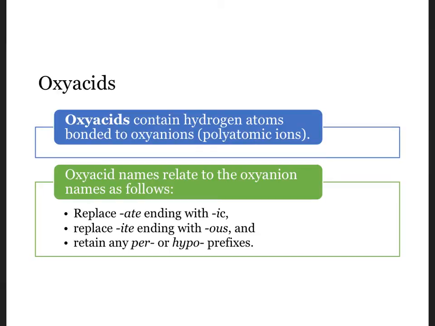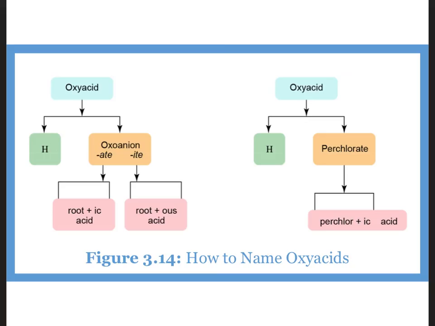Oxyacids have their own naming convention. You'll take the name of the oxyanion, or polyatomic ion, and trade suffixes. Ate becomes ic, while ite becomes ous. The prefixes per and hypo are retained, then you stick the word acid on the end. Let's look at an example.